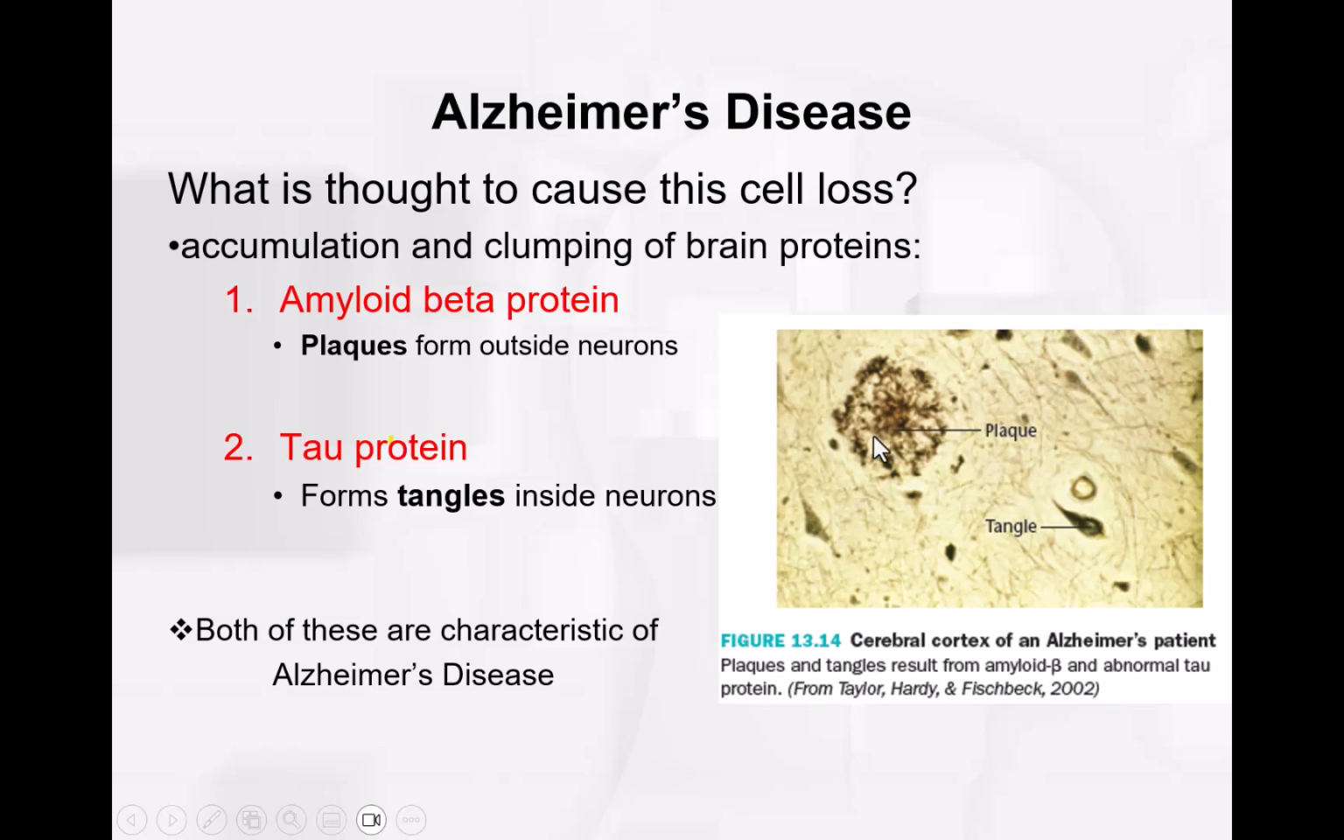And here's just another image showing you again the plaques that are accumulating outside the neuron and the tangles that are accumulating inside the neuron.